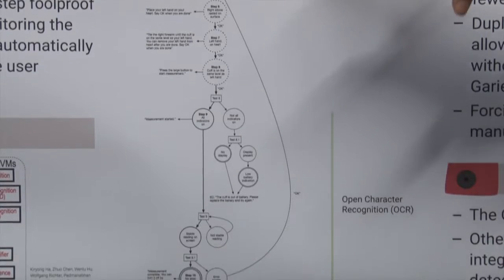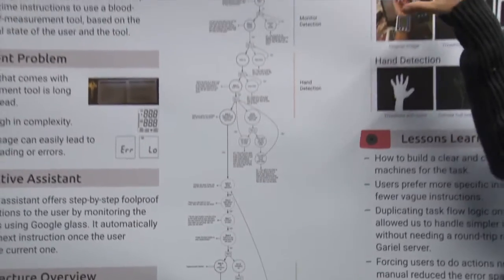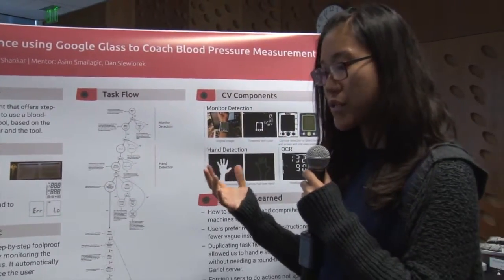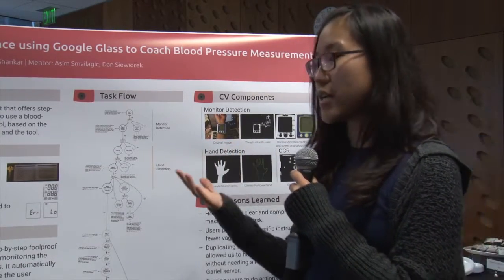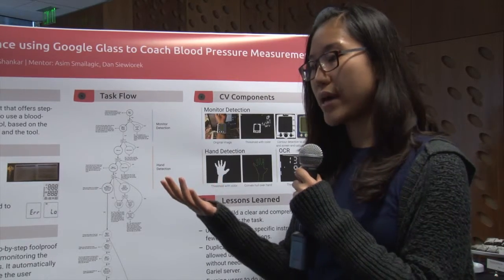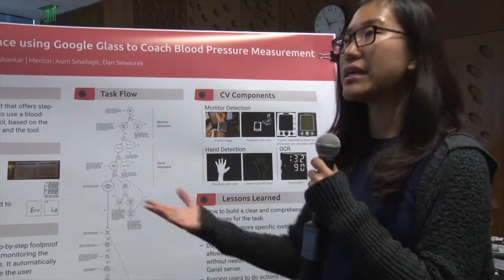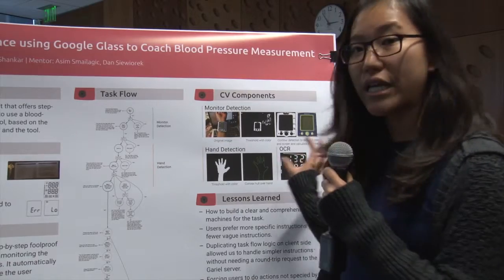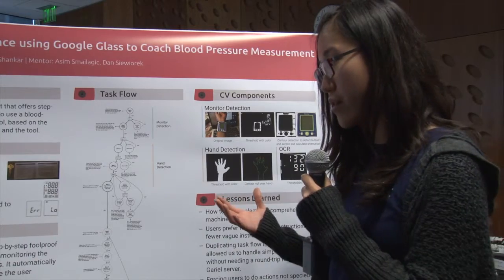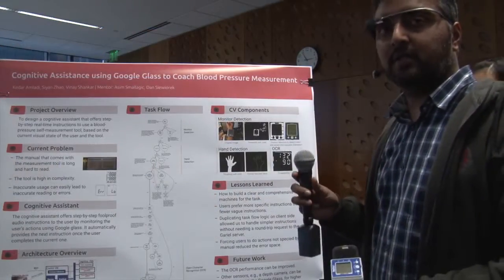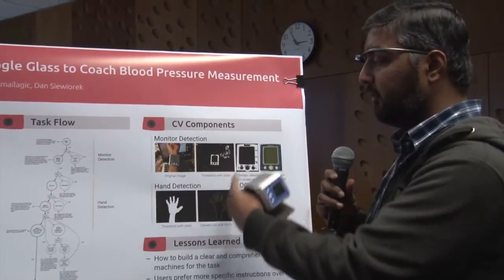So based on the task flow, we identified three major computer vision tasks that we have to do. The first one is the monitor detection, where it will be able to tell if there's a monitor in view and whether the monitor is upright or not. The second task is the hand detection, where we'll be able to see if there's a hand in view and whether it is palm up versus palm down. And the last part is optical character recognition. The idea is that now you have the monitor with some kind of reading on it. How can the system tell what number is on it, or if there's any error produced by the blood pressure monitor cuff?